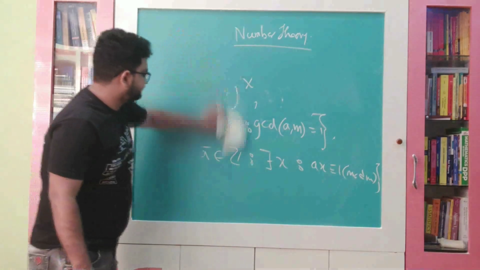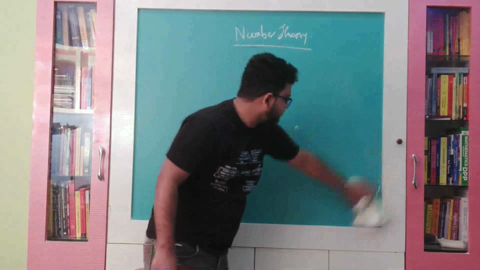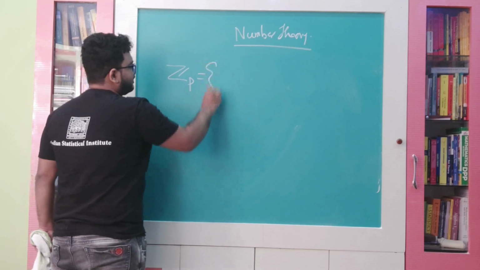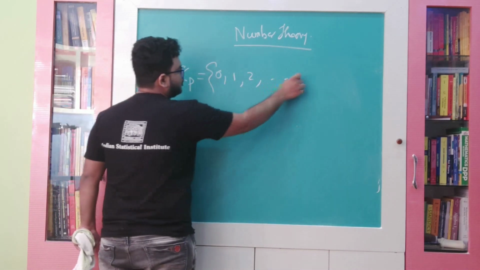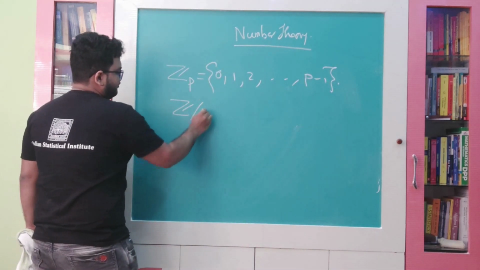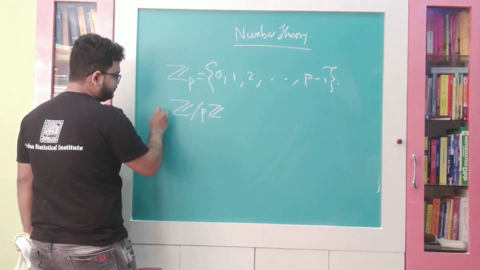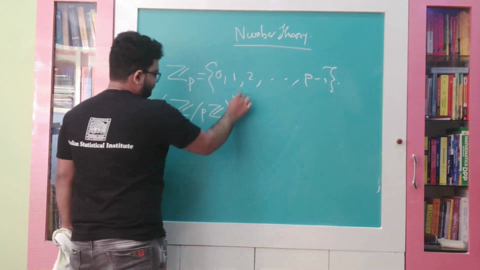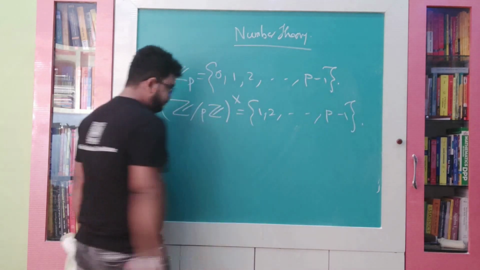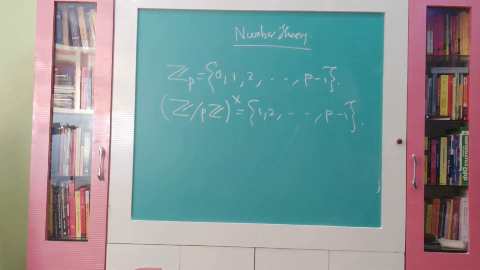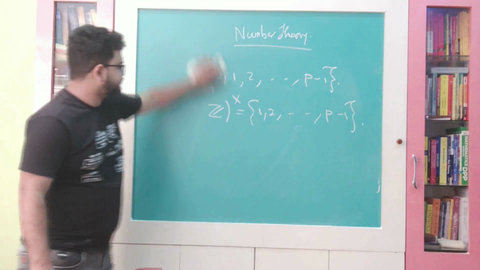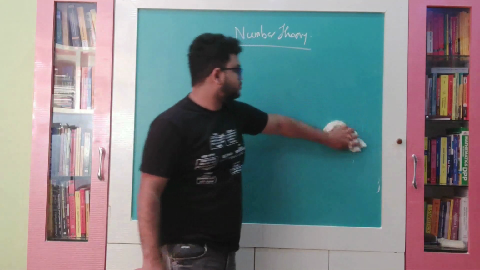So you can see that Z/pZ for a prime p is 0, 1, 2, ..., p minus 1, and Z/pZ invertible is 1, 2, ..., p minus 1. Okay.